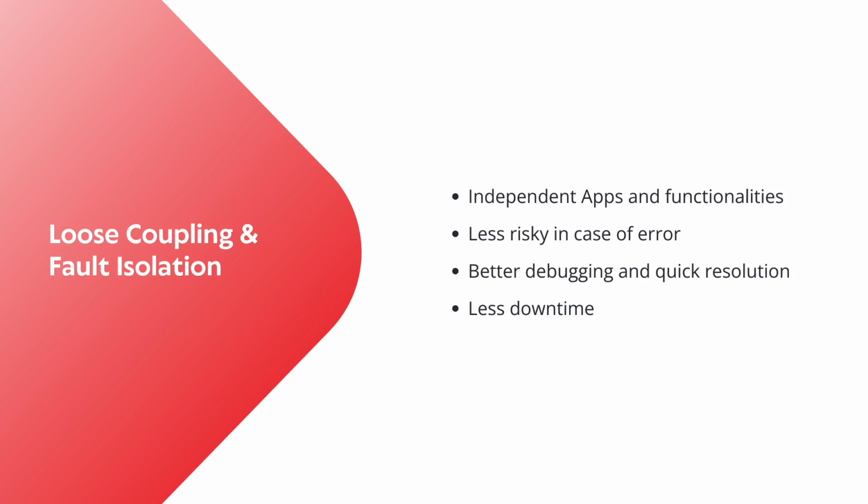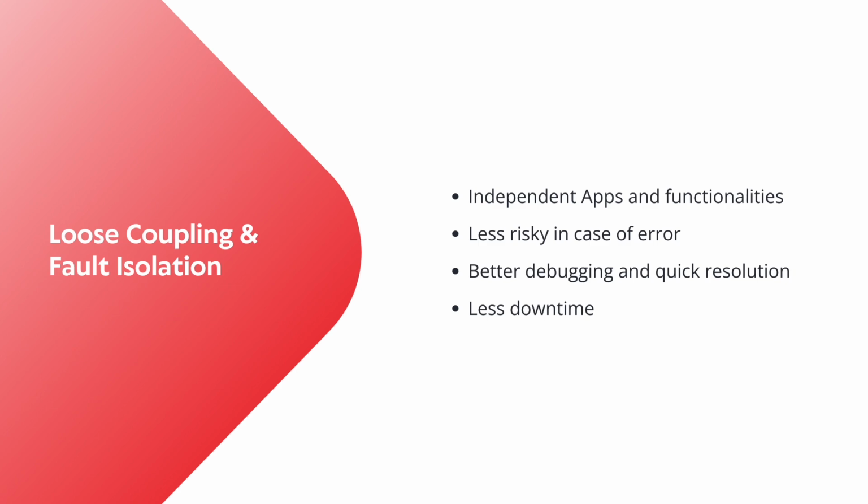Next is loose coupling and fault isolation. This is one of the major reasons why companies are adopting micro frontend. Apps and functionalities are independent, so each part of the application is not dependent on the others, which makes it less risky in case of error. Let's say you had a monolithic application containing all the functionalities, and an intern pushed wrong code and broke it. In that case, the entire application would go down.